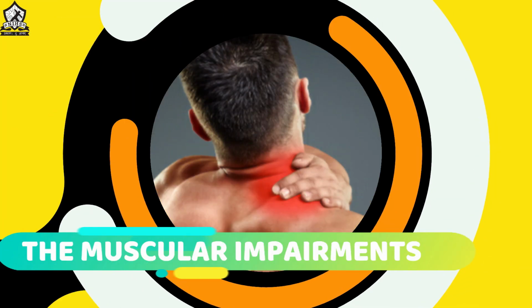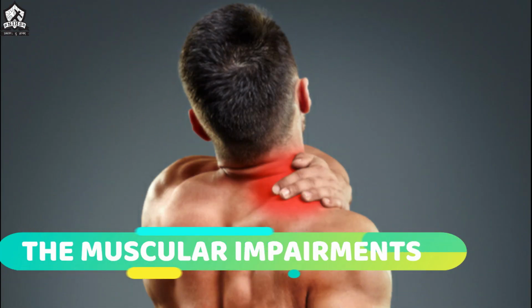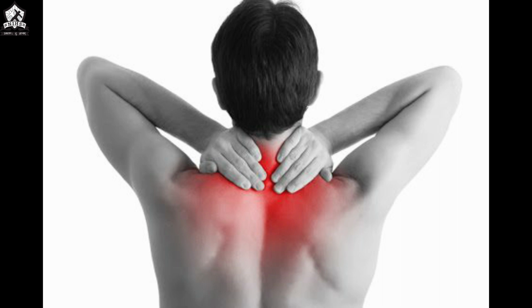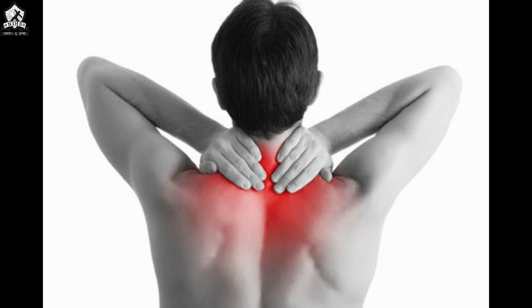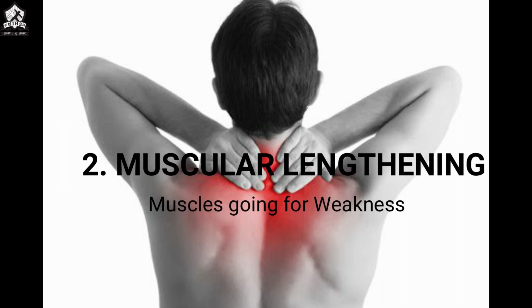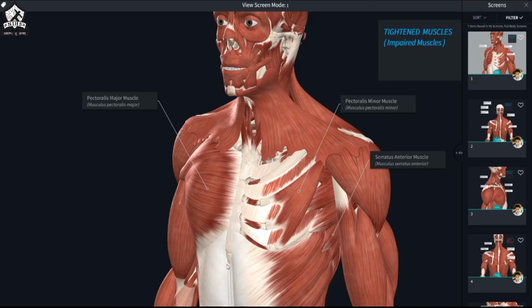Now we look at the potential muscular impairments. Every postural deformity has some muscular impairments. There is a group of muscles which go for tightness, and there is a group of muscles which go for lengthening. The muscles going for tightness have mobility impairments, and the muscles which are lengthened are actually weak in nature. In case of forward head posture, first we'll discuss the tightened muscles.